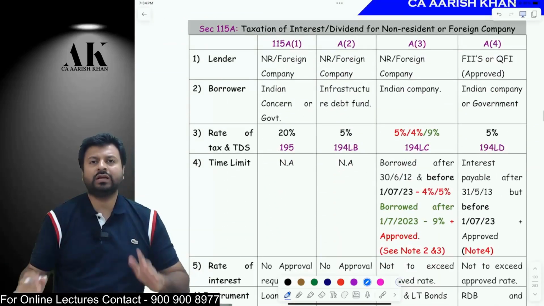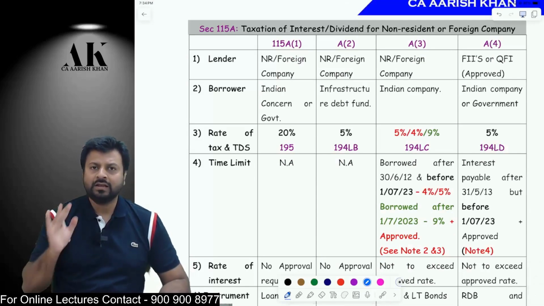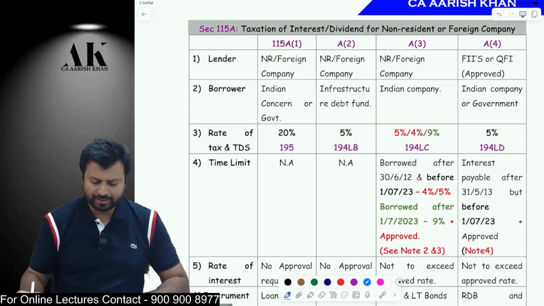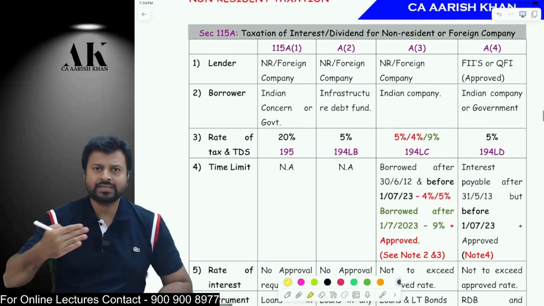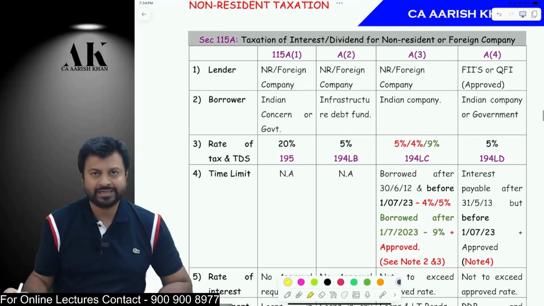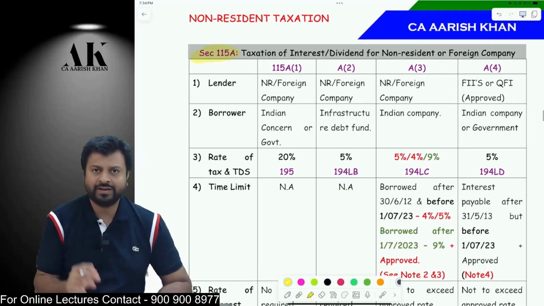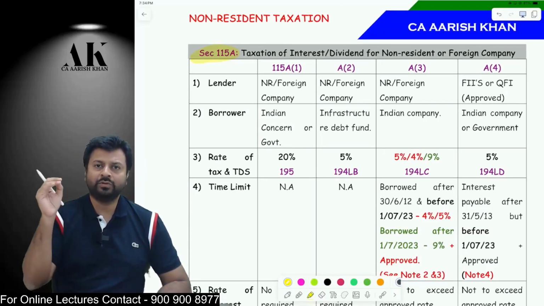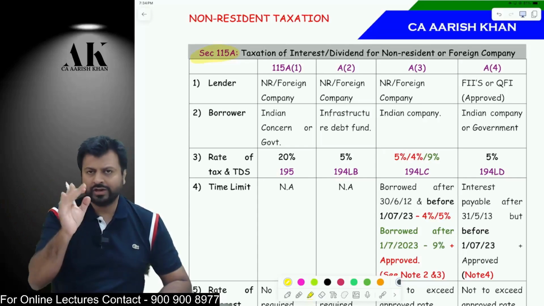Now, we are going to learn the tax rates of interest, royalty and FTS. First of all, we are going to learn the tax rates of interest, and then the tax rates of dividends, and then we'll talk about the tax rates of royalty and FTS, in which there are some Finance Act 2023 amendments also. There are various categories of interest. There are 4 categories of interest which are covered under section 115A. 115A is a special tax rate covered under chapter 12, only applicable to interest, dividend, royalty and FTS. So let us talk about interest first.